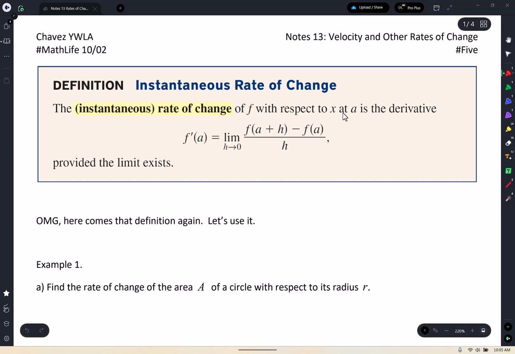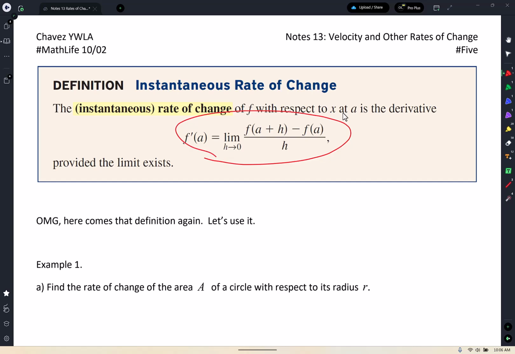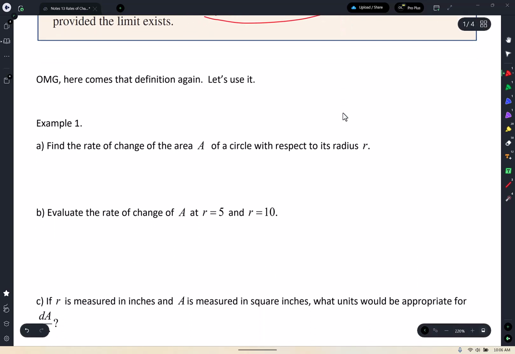It says the instantaneous rate of change of f with respect to x at a is the derivative. So you guys already know that. And then it says find the rate of change of area of a circle with respect to its radius r. So that means that this circle is changing with respect to r. So imagine a circle starting at a radius of like 1 and increasing until you get like a radius of 5. So that's all they're doing.